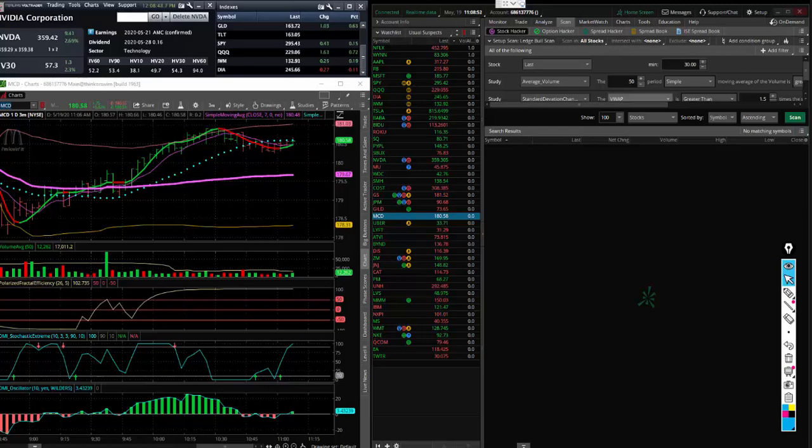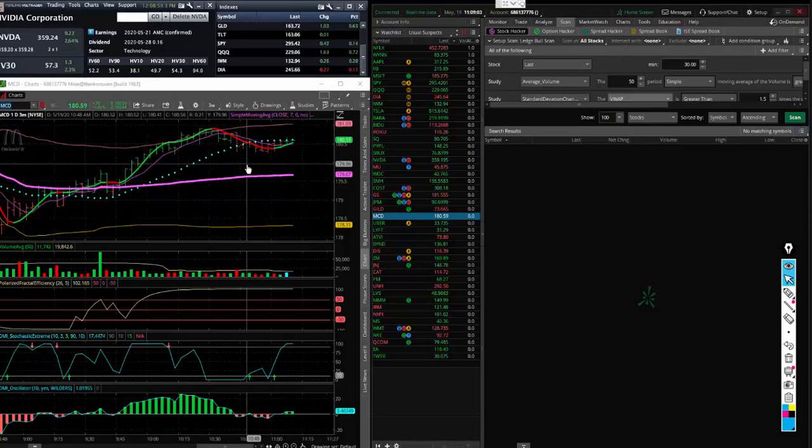Jacob asked, do you only use the HMA and the SD for the ledge? Yes, and then you use the 20 as your first target of support and resistance. And then the VWAP would be your next one.